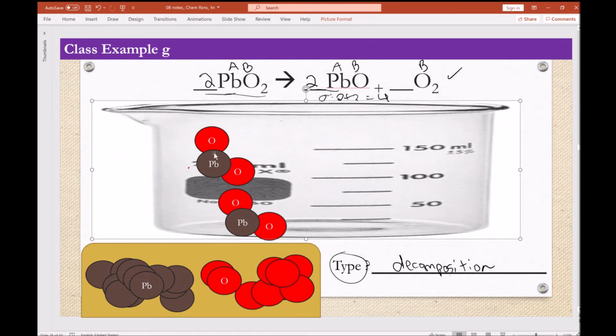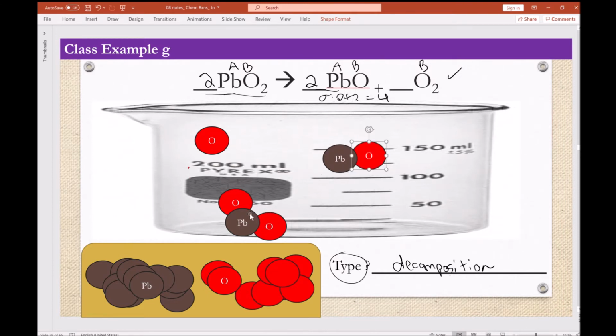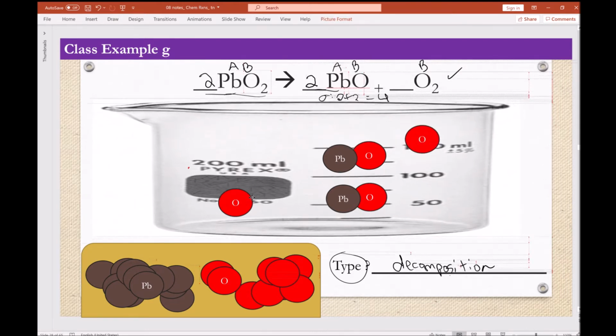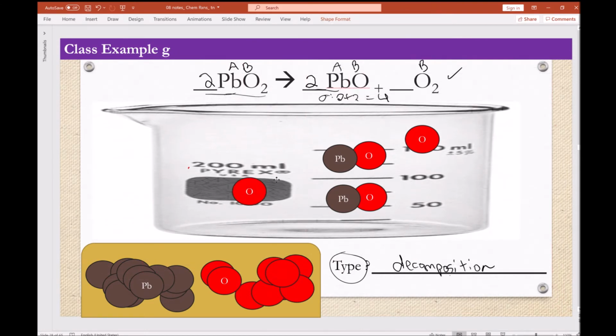So I'm just going to rearrange these now because that's what happens in a chemical reaction: the atoms of the molecules and compounds are rearranged. So I have lead oxide and I need 2 of these. And now I need 1 molecule of oxygen, diatomic oxygen. So oxygen, here we go. Notice that I'm not going to have anything left over. I've used up all of my reactants. The reaction has reacted completely, and I have my products.